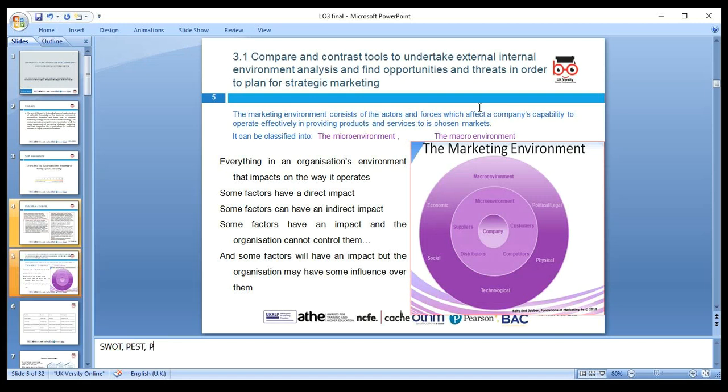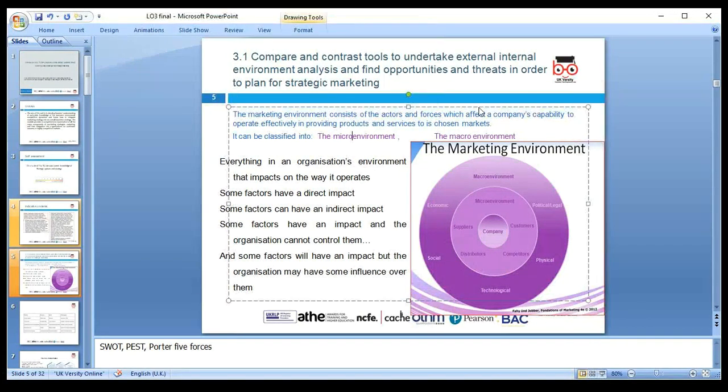So the key tools we can use are SWOT, PEST, and Porter's Five Forces. These are the key models we can embed in our writing. The marketing environment consists of the actors and forces that affect the company's capabilities. Capabilities mean the ability to do something, and competencies mean you're excellent, you're exceeding, you have a competitive advantage as well. So the company has the capability to operate effectively, providing the product and services in a chosen market.